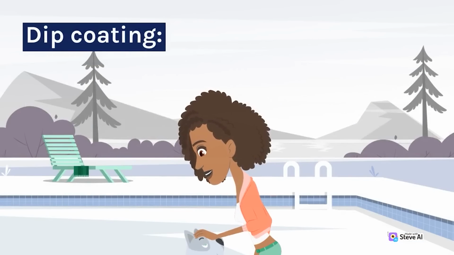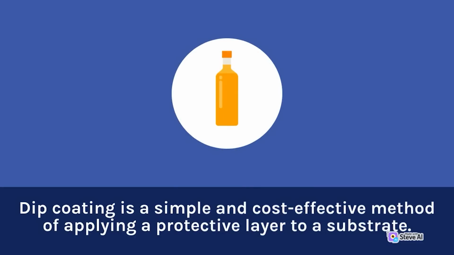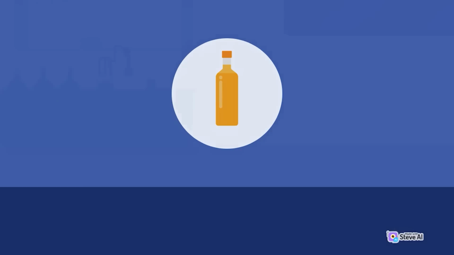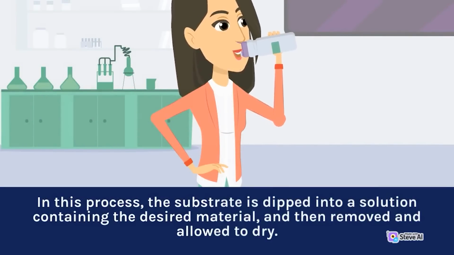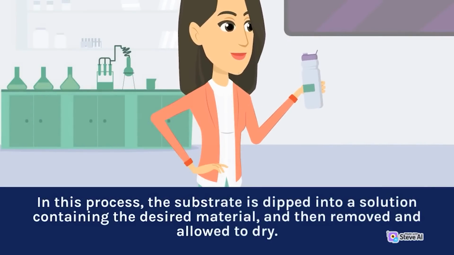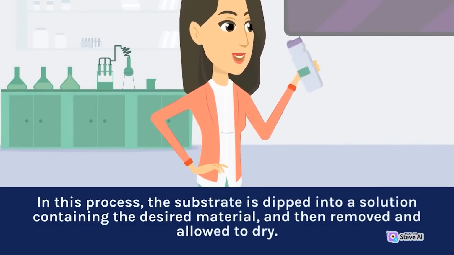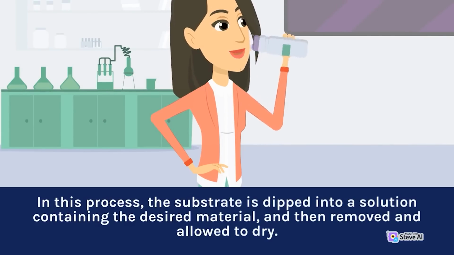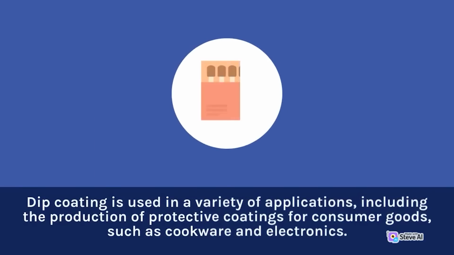Dip coating. Dip coating is a simple and cost-effective method of applying a protective layer to a substrate. In this process, the substrate is dipped into a solution containing the desired material, and then removed and allowed to dry. Dip coating is used in a variety of applications, including the production of protective coatings for consumer goods, such as cookware and electronics.